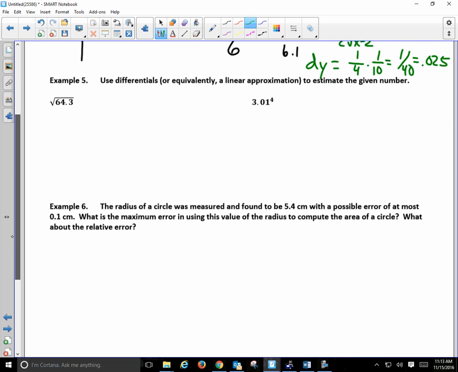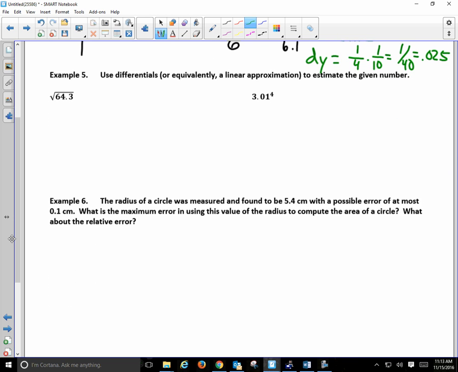So let's get one application problem in before lunch. It says use differentials to estimate the given number. So picture Isaac Newton, no calculator. He wants to come up with the square root of 64.3. Now we tried one way yesterday with linear approximations. Let's try it by using differentials today. First, I need to come up with a function. And I'm going to choose my function to be the square root of x.